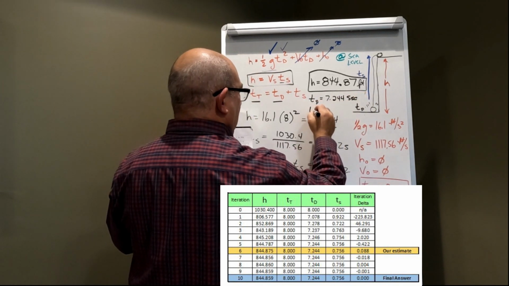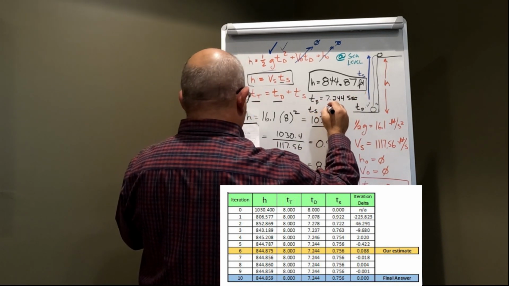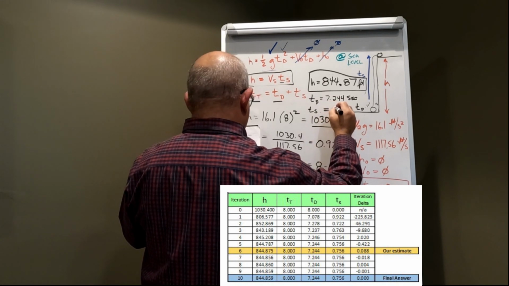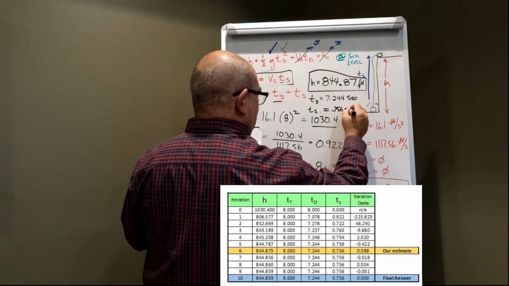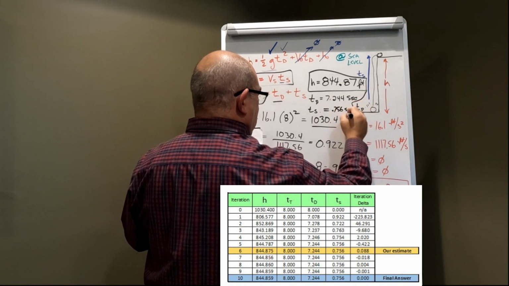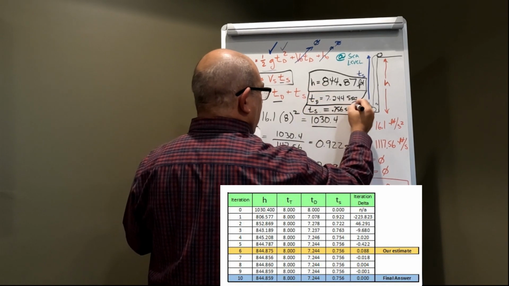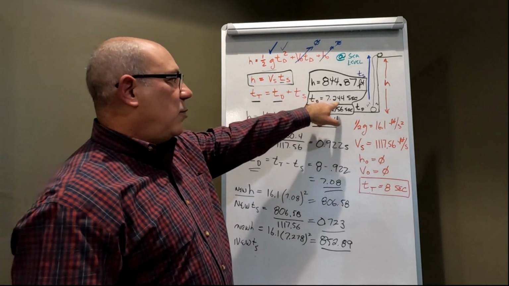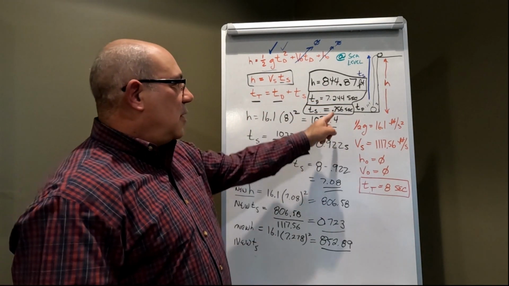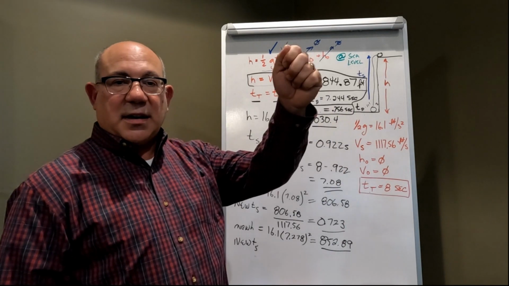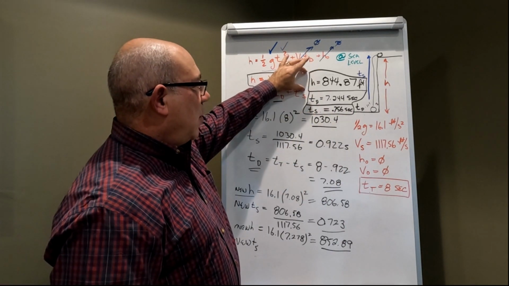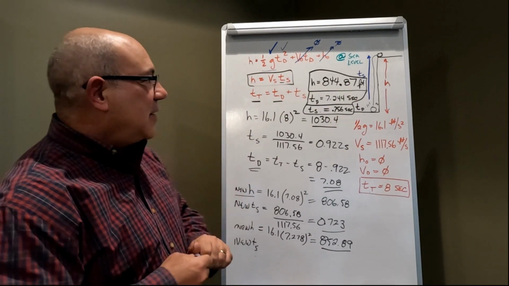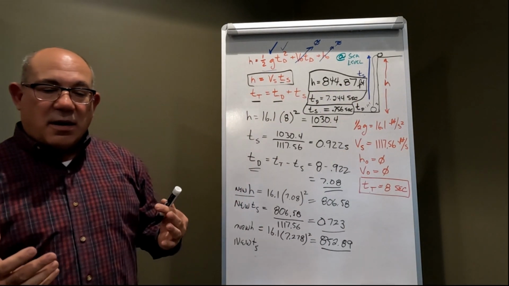And then the time for the sound to come was 0.756 seconds. So using iteration, we were able to get all the variables we needed. We threw the rock, it took 7.244 seconds for it to hit, and took another 0.756 seconds for the sound to reach our ear, and both of them traveled 844.87 feet. So that's the answer, and that's an iterative solution.